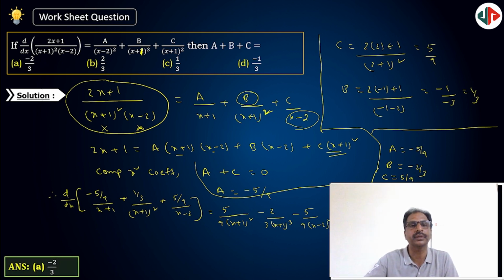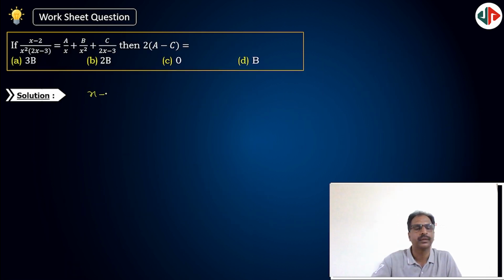So here, right hand side is B by (x plus 1) whole cube. Option A is correct. See, these A, B, C are different from this. Here A plus B plus C is equal to minus 2 by x minus 2 by x square into 2x minus 3 is equal to A by x plus B by x square plus C by 2x minus 3.